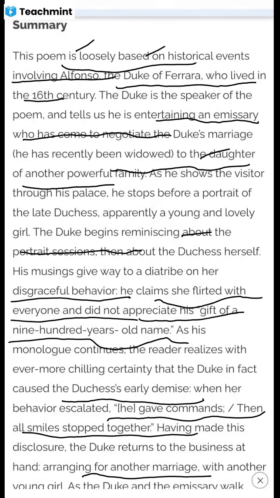Sir, please explain the fourth line, where he is entertaining and the imagery. The Duke is the speaker of the poem and tells us he is entertaining a person. Entertaining means conversing. And who is that person? The emissary. Emissary means messenger, the messenger who came with the proposal of his marriage from the neighboring country.